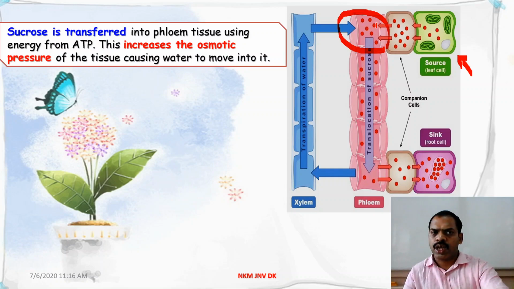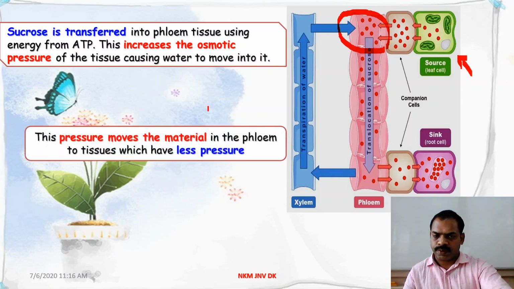xylem increases the osmotic pressure, and that creates a heavy osmotic pressure, and in the sink where the content is less, the osmotic pressure is less. So what will happen? The material, the sucrose solution will move from higher pressure to lower pressure area. Where it is less pressure area, there what will move? What will go? Sucrose will go.